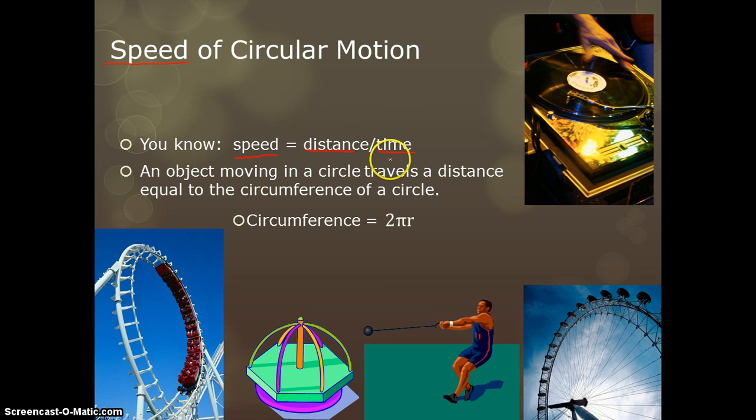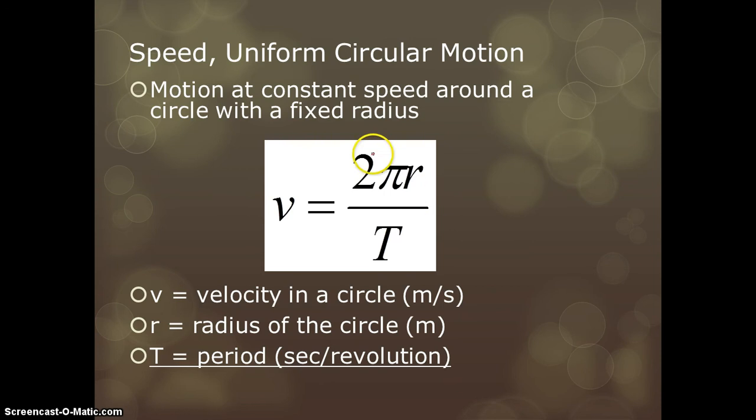So if you move 10 meters in 5 seconds, 10 divided by 5 is 2, and your speed is 2 meters per second. It's the same thing in a circle, except that in a circle, the distance you travel is the circumference of a circle. And if you remember from your geometry class, the circumference of a circle is given by this equation, 2 pi r. So all we're going to do is simply substitute 2 pi r in here for distance. And our speed equation ends up being this. V, or speed, equals 2 pi r over T.